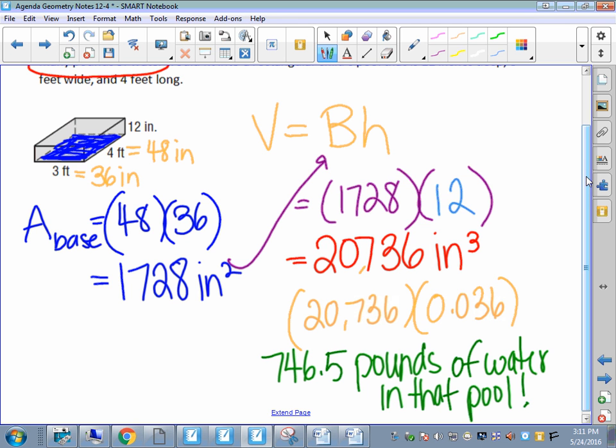So it was a practice in finding the volume, but then using that to find the weight.